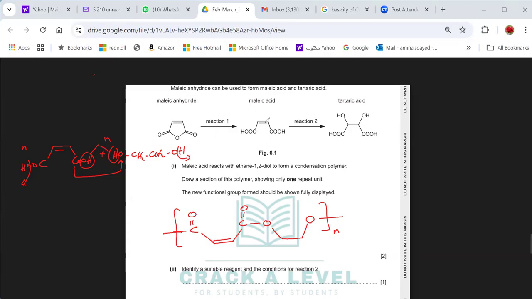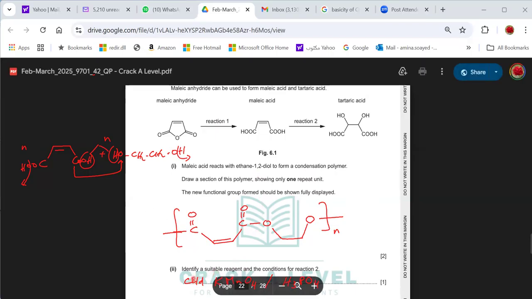Identify a suitable reagent and conditions for reaction 2. Reaction 2 changes the double bond to two OH groups. So here we add cold potassium manganate, so that it will form the diol, and in the presence of phosphoric acid as a catalyst. So we add cold potassium manganate and phosphoric acid as a catalyst. Note that if we add hot potassium manganate, it will break the C double bond C.